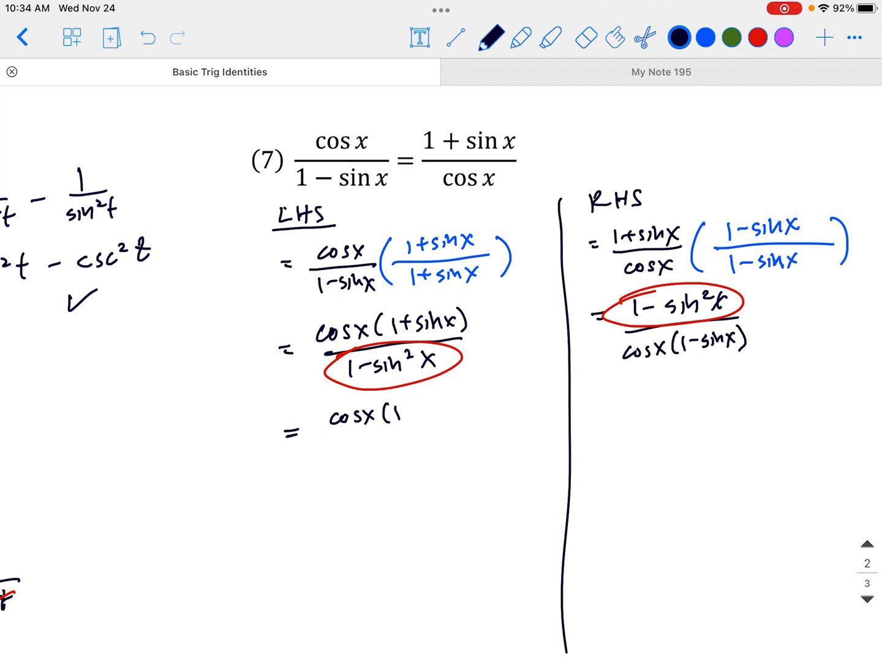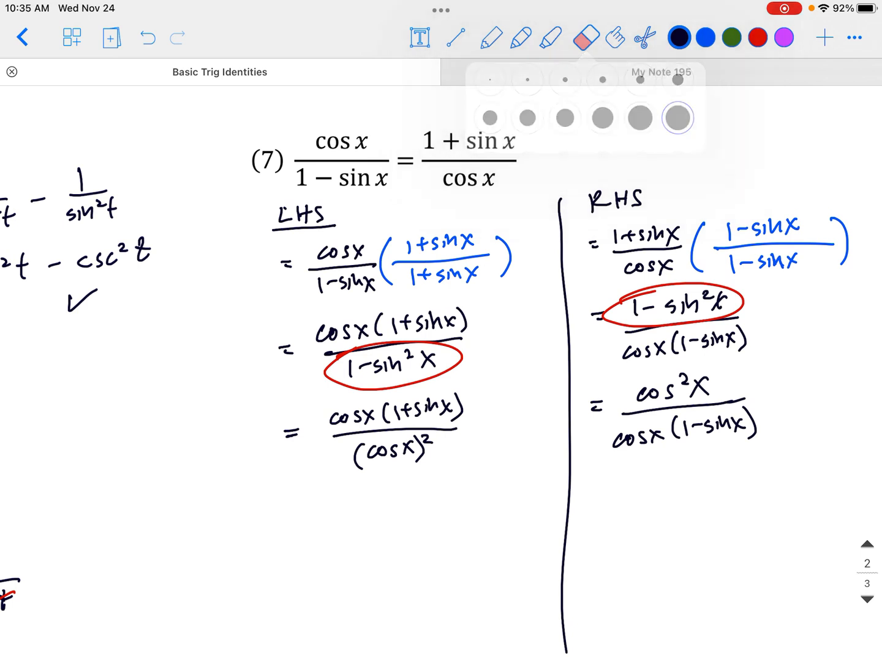So this is really cosine x times 1 plus sine x over cosine squared x, or maybe better to write it as cosine x squared, since we're going to be doing some cancellation. Similarly, I'll have cosine squared over cosine times 1 minus sine. Again, it might be good to rewrite this. It's cosine x quantity squared. So we can cancel a cosine from the numerator and denominator. Do the same thing on the right-hand side proof.